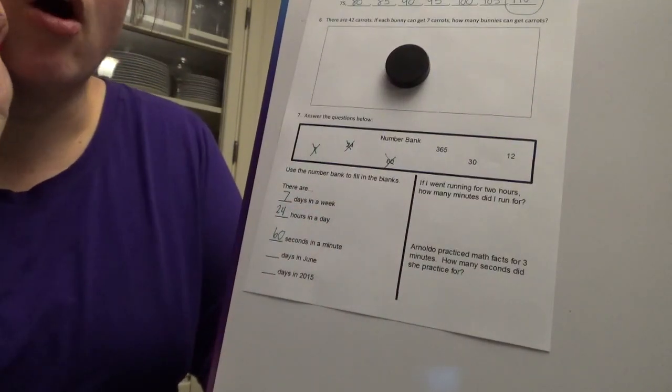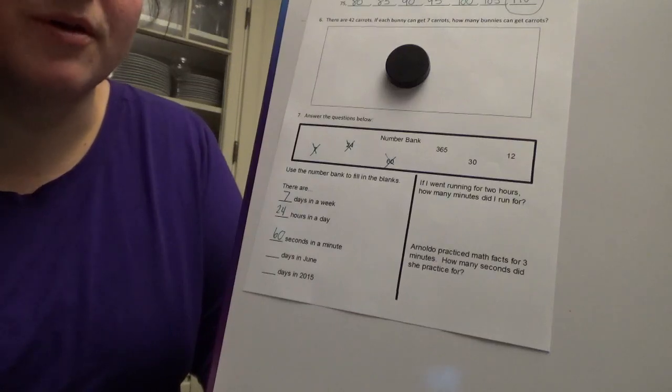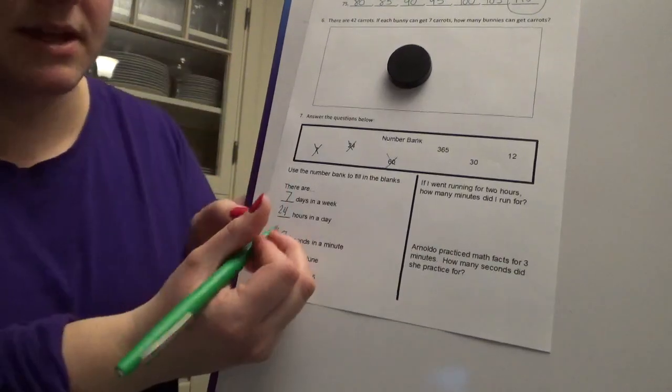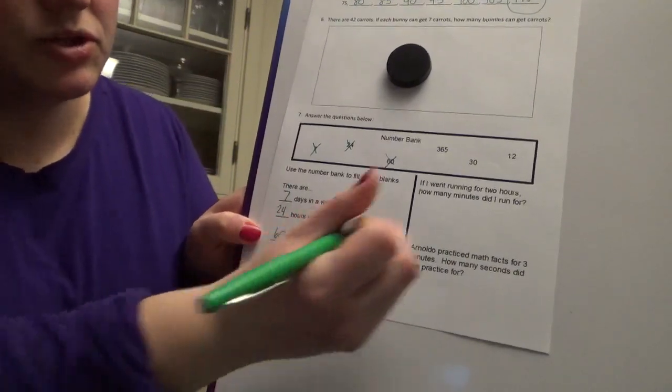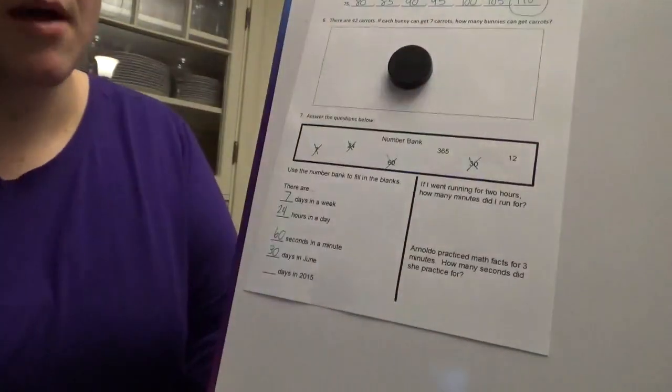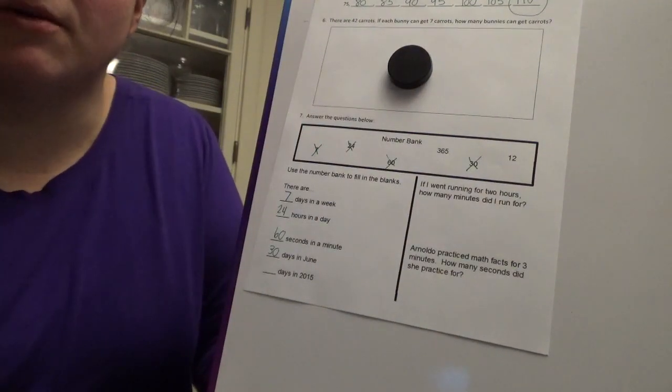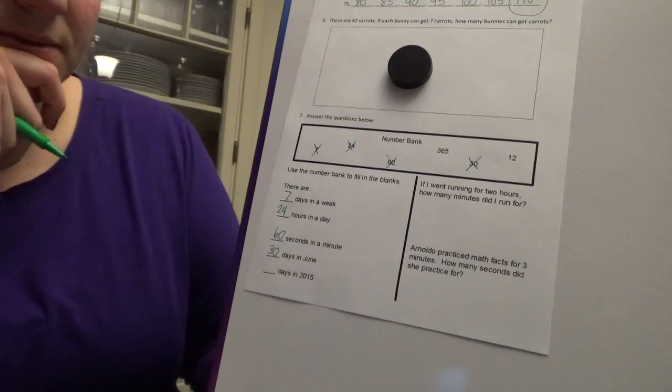My team and I always sing that little poem or that little song. 30 days have September, April, June, and November. So that means there are 30 days in June. If you don't know that song or that poem, definitely ask your teachers about it. Your parents probably know it too, so you could always ask them as well.